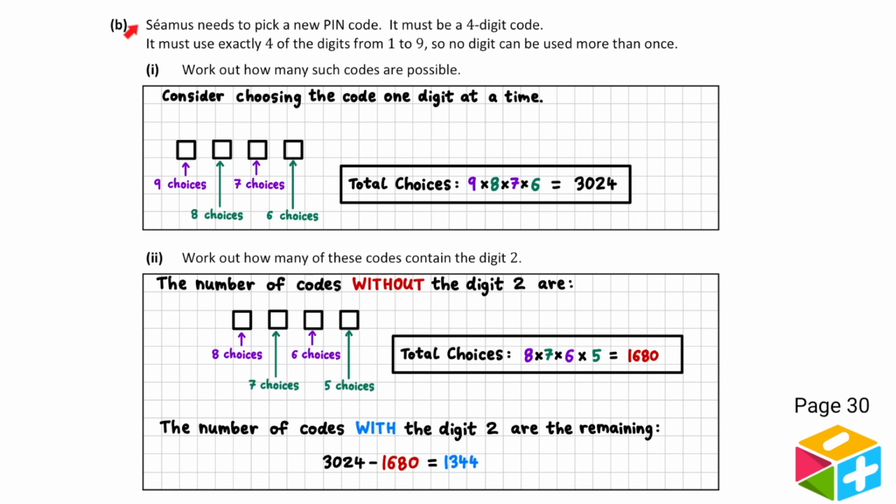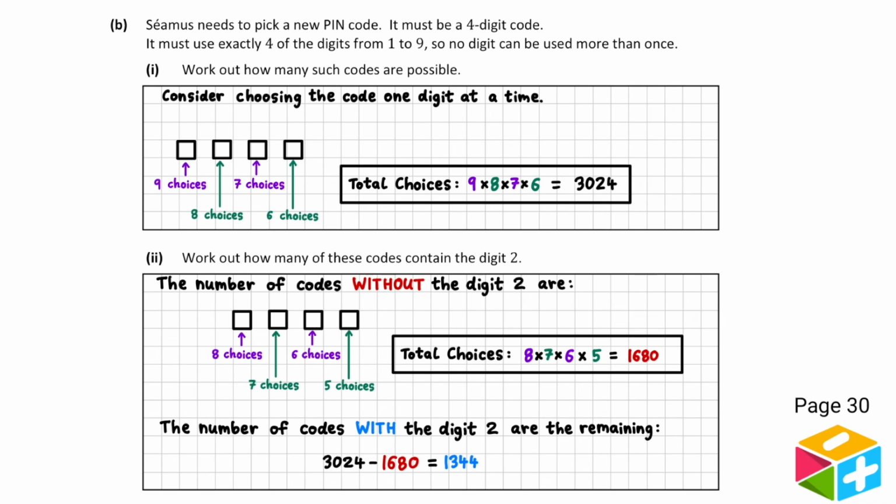In part B, Seamus is picking a new 4-digit PIN code. We're told that each of the digits must be between 1 and 9 and that no digit can be used more than once. In the first part, we must work out how many such codes are possible.